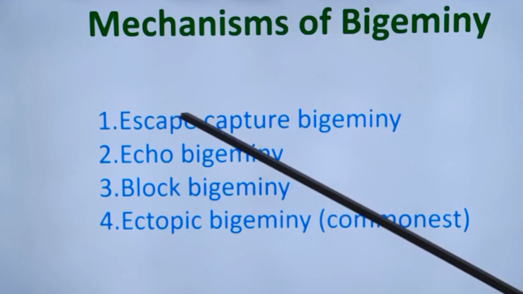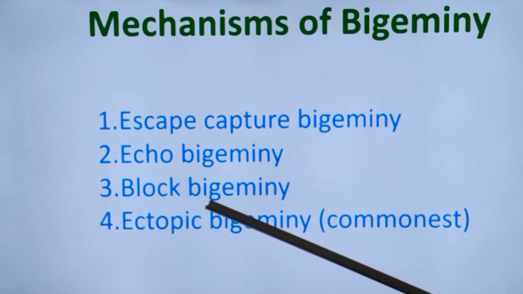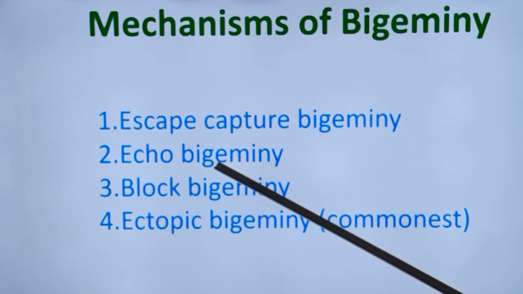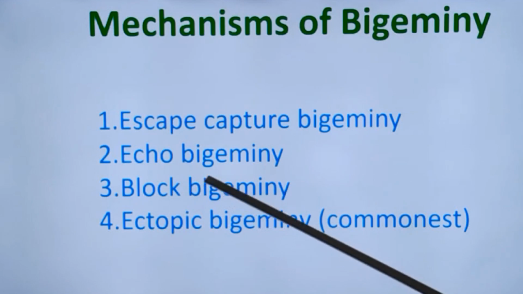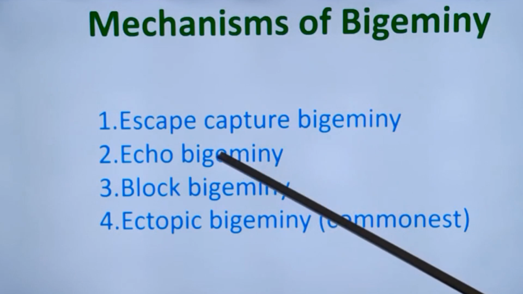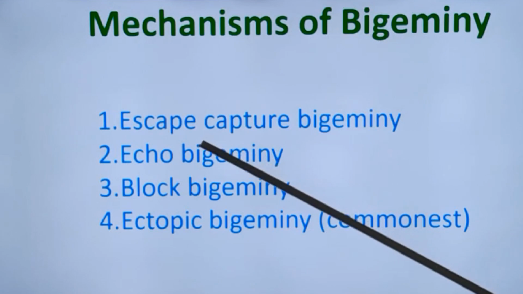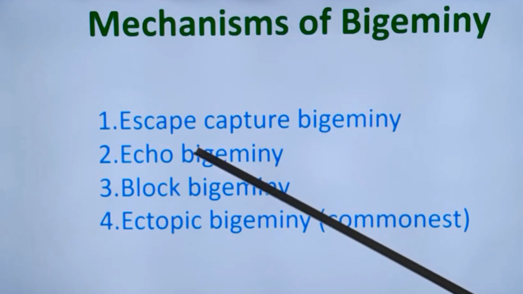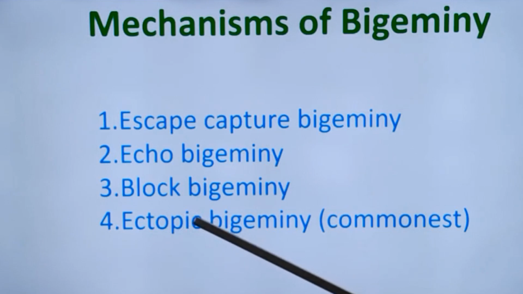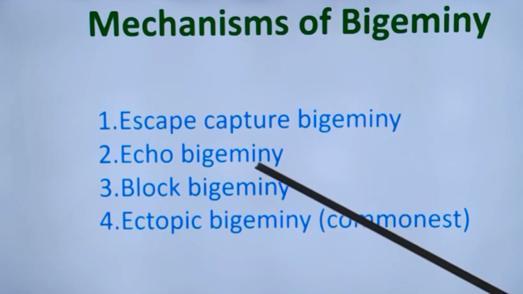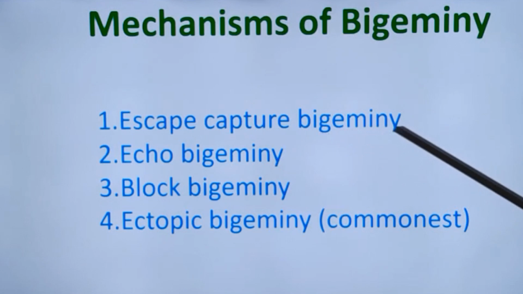Then what is this escape capture bigeminy? We have seen escape echo bigeminy. In escape capture, instead of the second echo beat, you will have a sinus beat. In patients with sinus bradycardia, after a particular interval, the junction escapes, producing a QRS without a preceding P wave, that is the junctional beat. We have seen an example of a junctional beat in the previous ECG, and the next beat will have a normal sinus P, which is upright in inferior leads. Then it is called escape capture bigeminy.